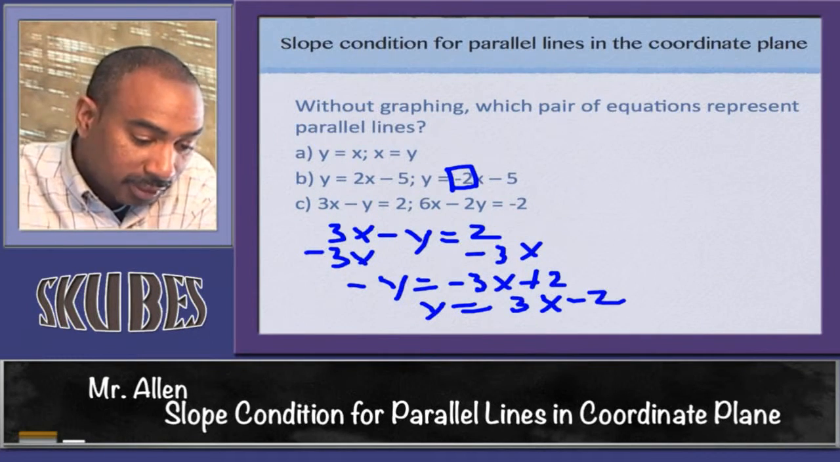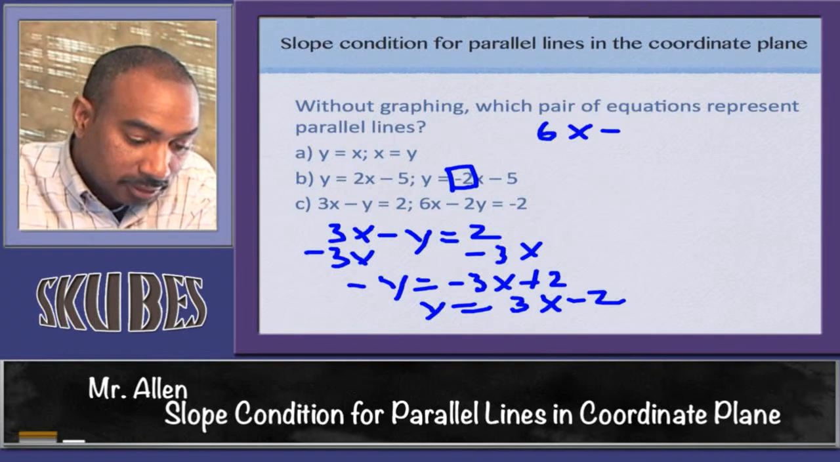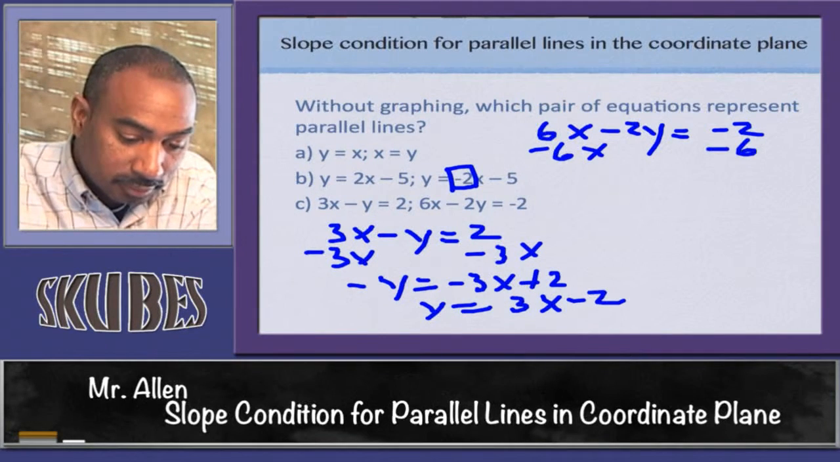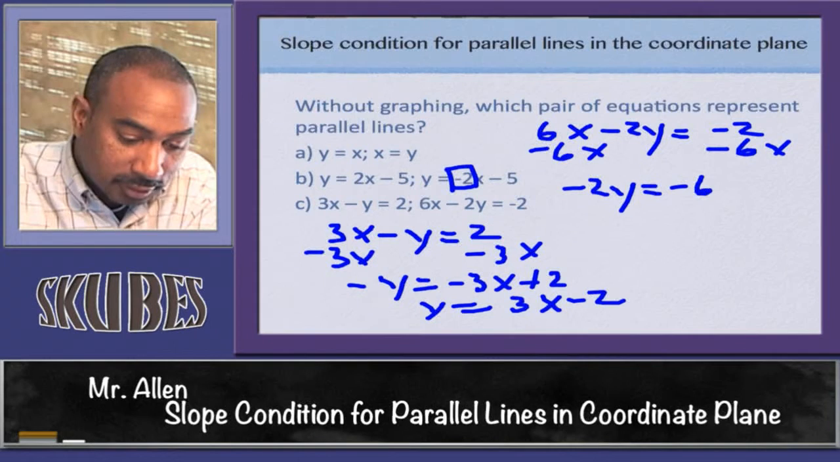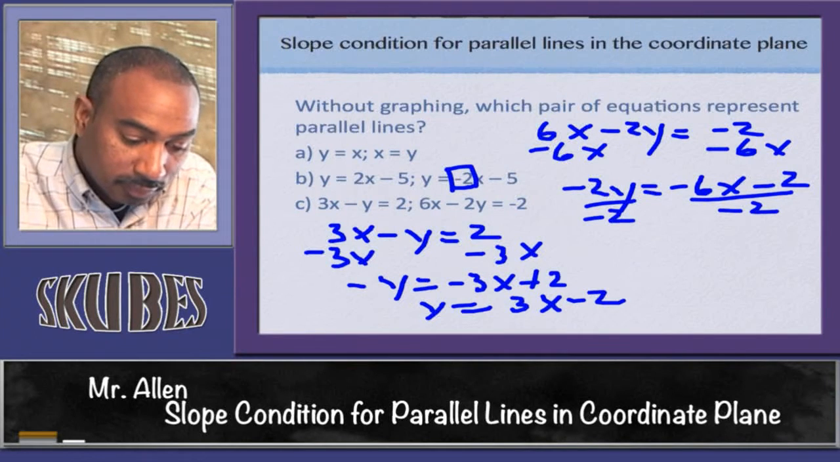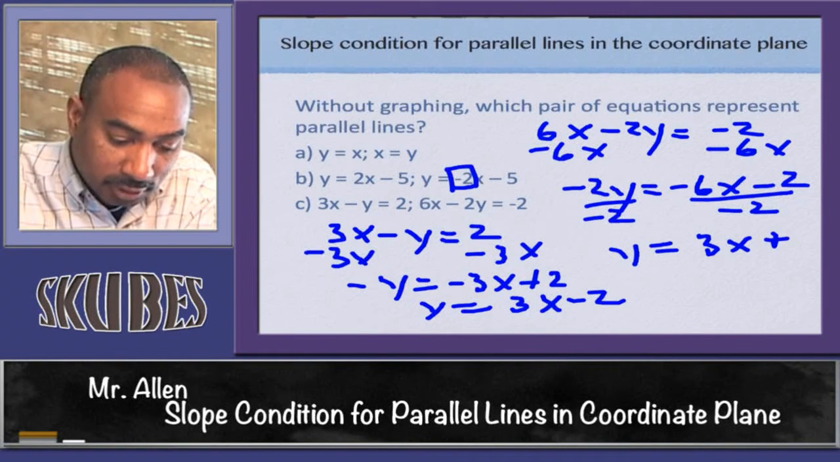Similarly up here, I had 6x minus 2y equals negative 2. If I move the x term to the other side, I get negative 2y equals negative 6x minus 2. If I divide everything by negative 2, I get y equals 3x plus 1.